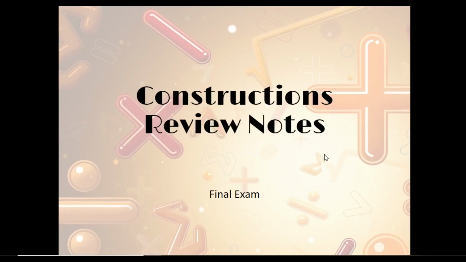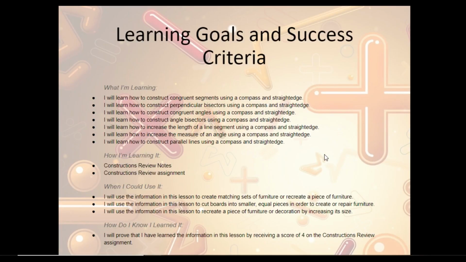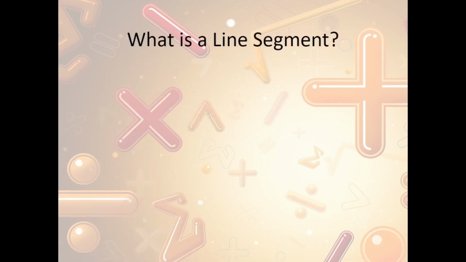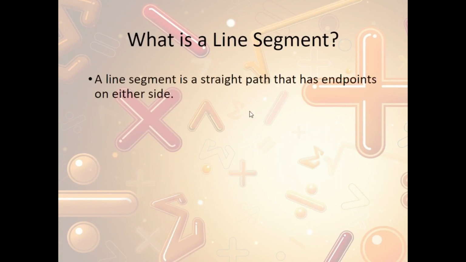Let's take a look now at the constructions review notes. The notes begin with the learning goals and success criteria. So what is a line segment? A line segment is a straight path that has endpoints on either side. So it looks like this. So we have a line here and it ends on both sides.